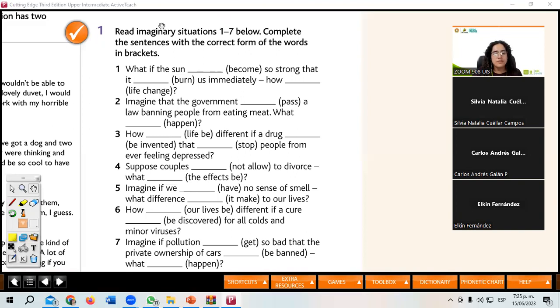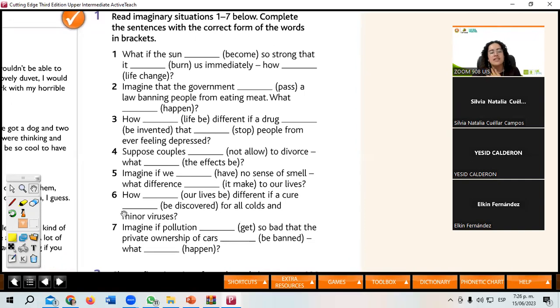What if the sun became, yes, what if the sun became so strong that it burned, simple past, it burned us immediately? How would life change? It's correct. How would life change? ¿Cómo cambiaría la vida? Okay? Okay, let's do the other, guys. Let's do the other 6, 2 to 7. And then we can share your answers.